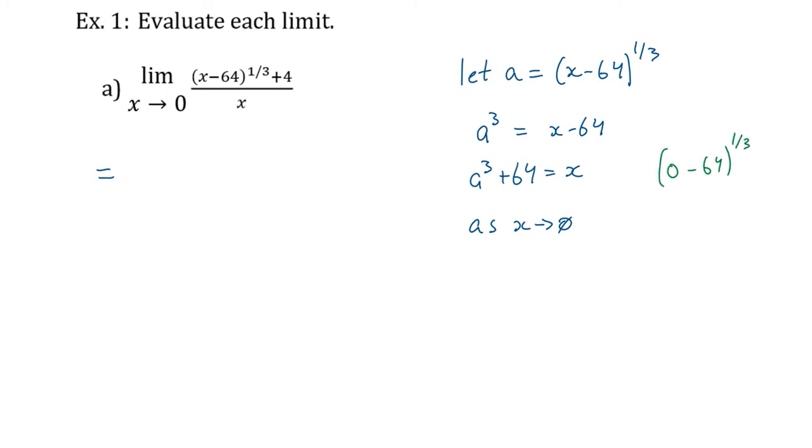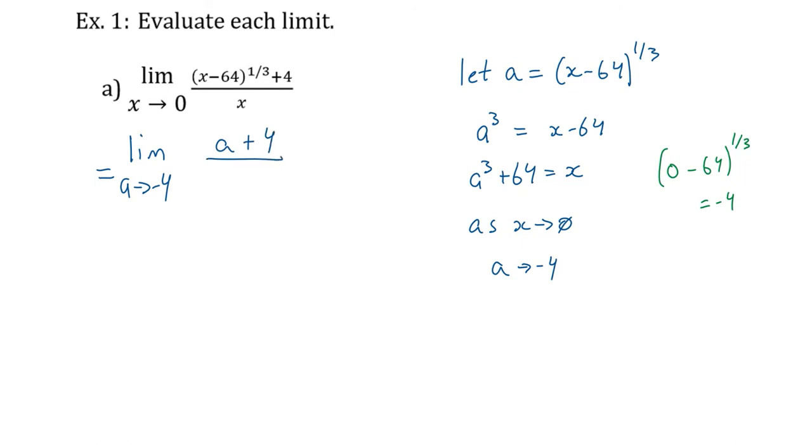So this is the cube root of negative 64, which is negative 4. So as x goes to 0, that tells us a goes to negative 4. And now I can rewrite this limit statement like that. So see how now everything is in terms of a, and I've changed this problematic part to a.